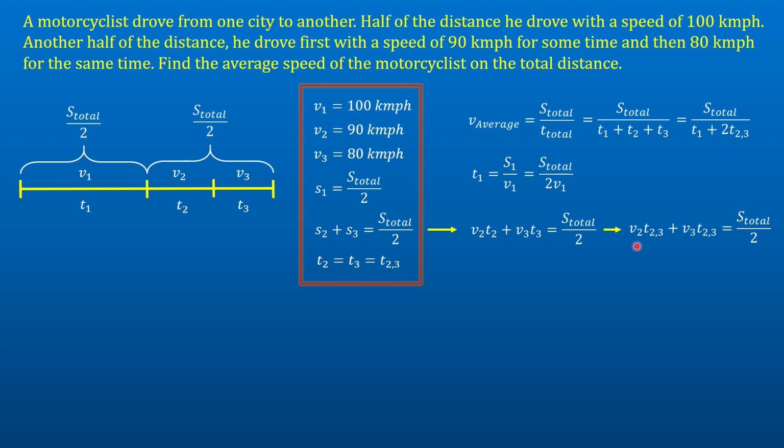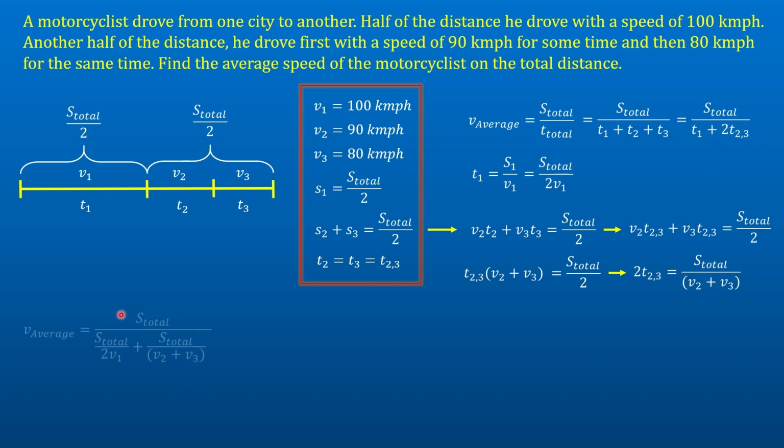Now let's factor the left side, because we have a common T23 here and here. Then we'll get this equation. So now let's multiply both sides of this equation by 2 and divide by V2 plus V3. Then we'll get this equation. So now that we found T1 and T23, we can put these fractions into this formula.